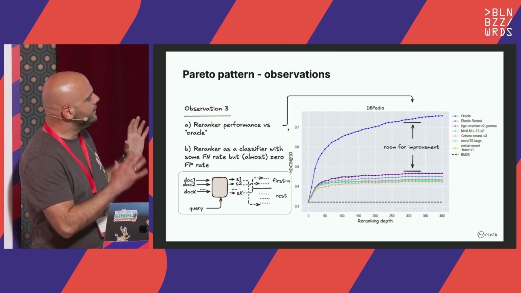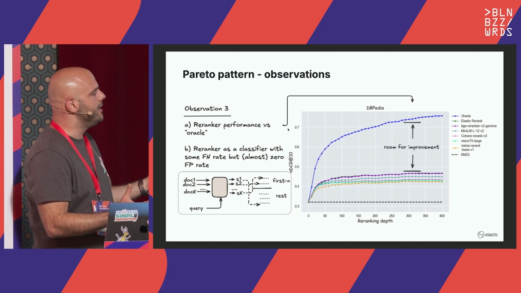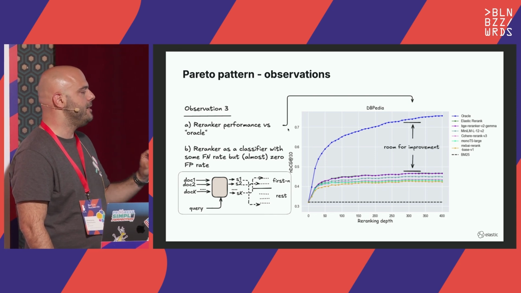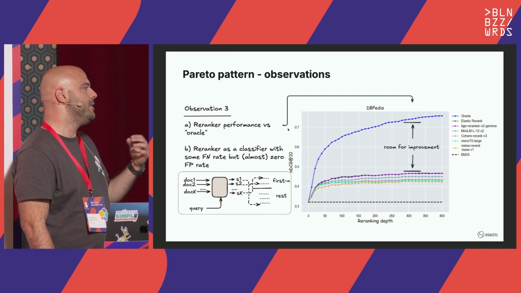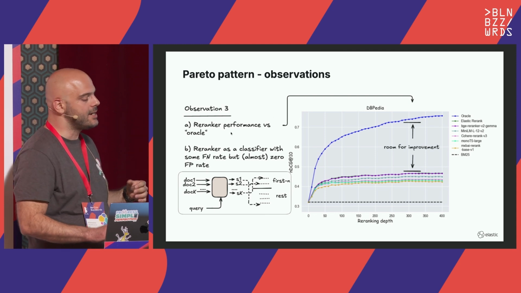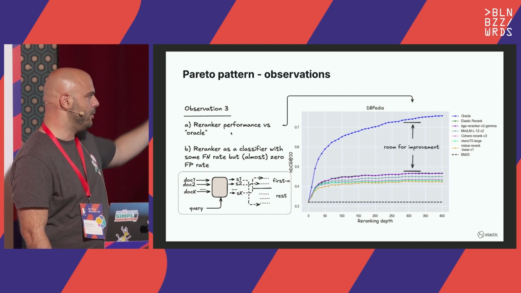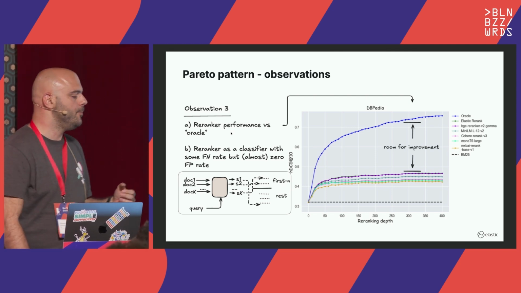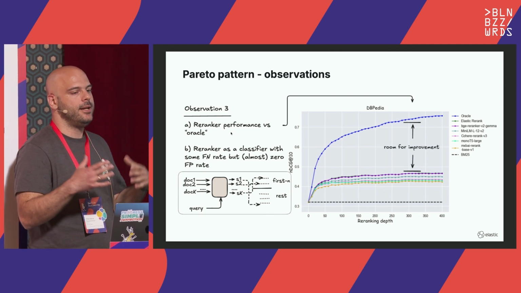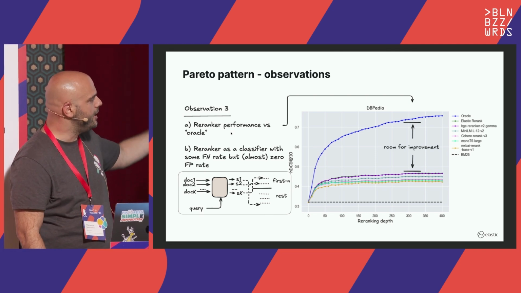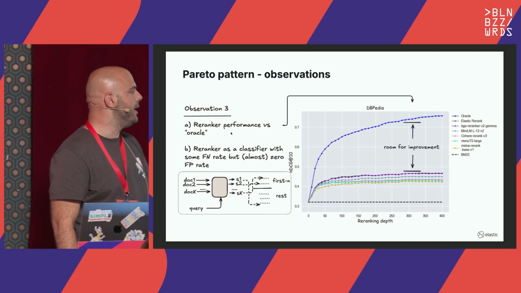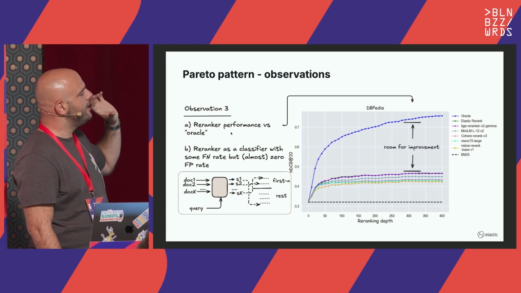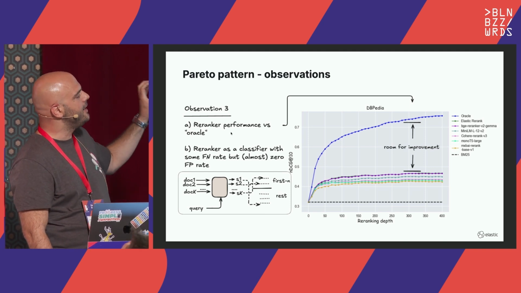So we can view the re-ranker as a classifier and say that when the re-ranker assigns a score to a document, this is a positive prediction if the score is high enough to place it in the top 10 positions, if we're talking about NDCG at 10, and negative otherwise. So from that perspective, we can have a confusion matrix and define false positives, false negatives, true positives, true negatives.